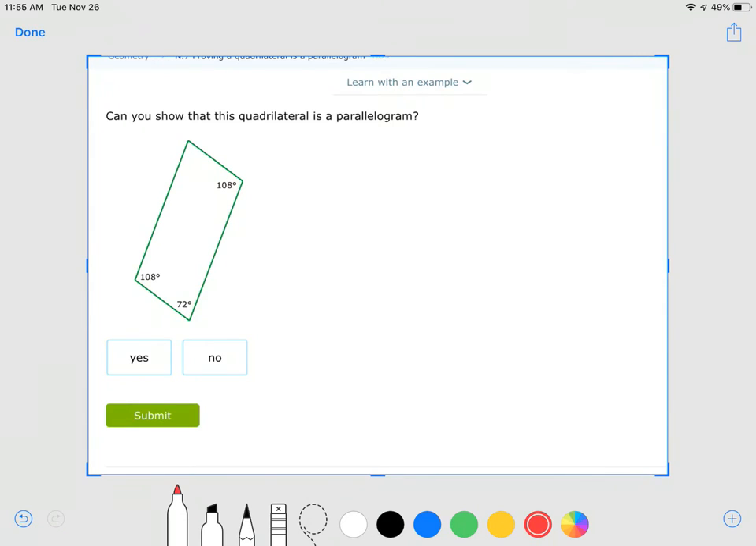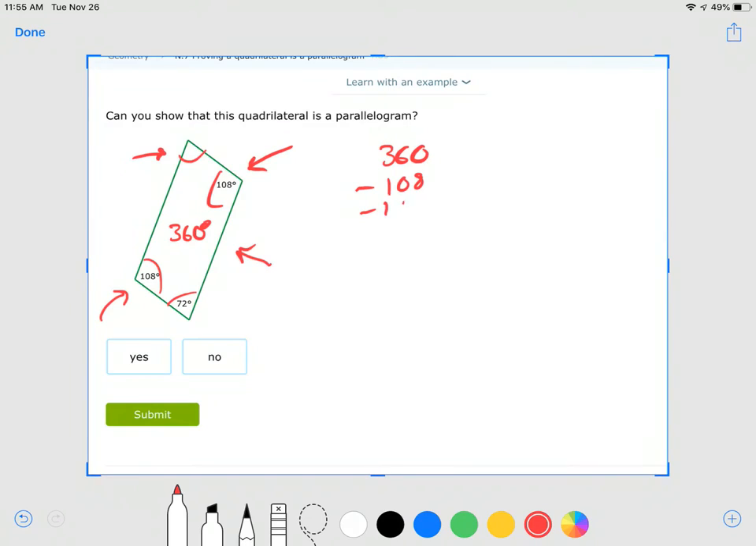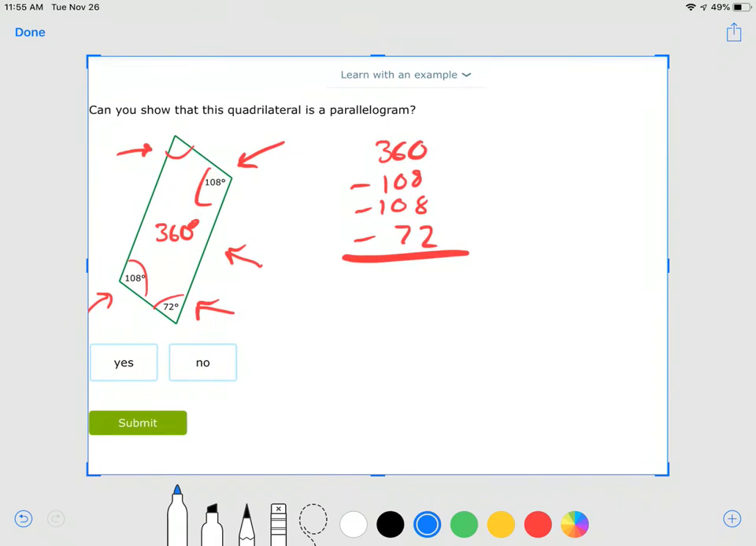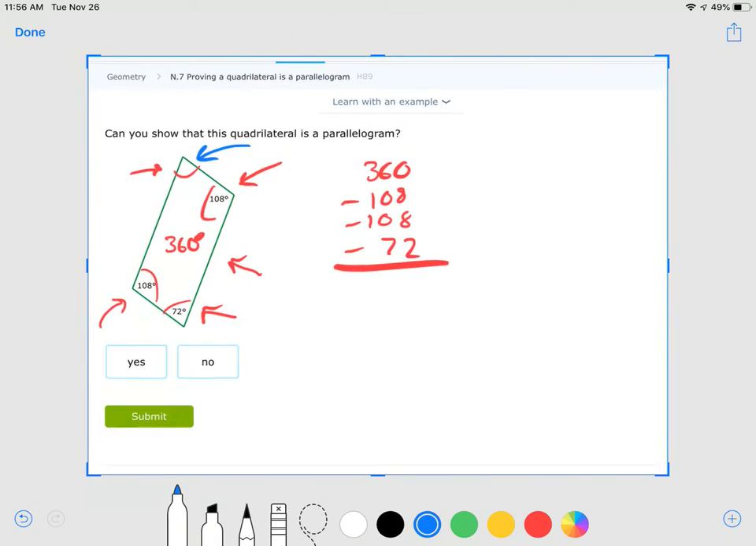How many total degrees should there be inside the quadrilateral, like between all four of the interior angles? It should be a total of 360. Now, since there's only one left, we should be able to figure out what it is, because we can do 360 minus this 108 minus the other 108 and minus the other 72, and that'll tell us what's left over for the last angle.